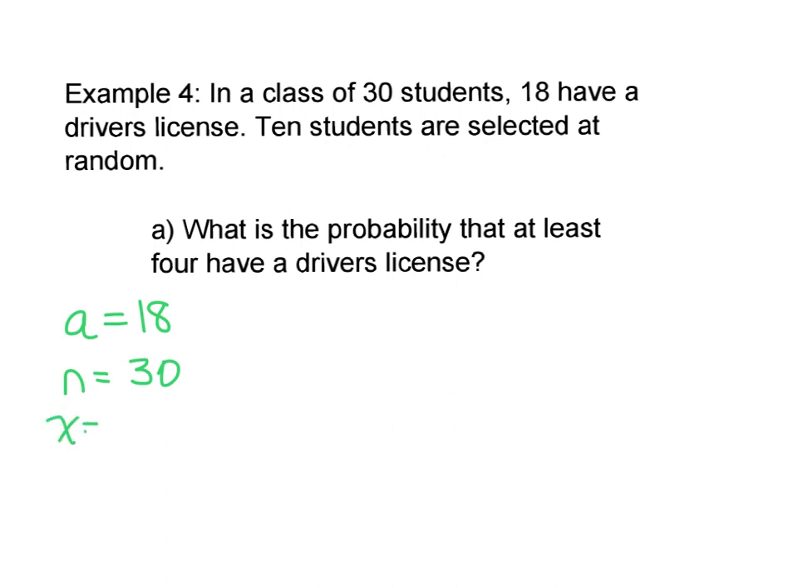Now, in this case, X is going to be, we want at least 4. So again, we could do 4 plus 5 plus 6 all the way up to 30. That's going to take forever. So let's not do that, and let's do 1 minus less than 4. So X would be 0, 1, 2, and 3. And R would be 10.